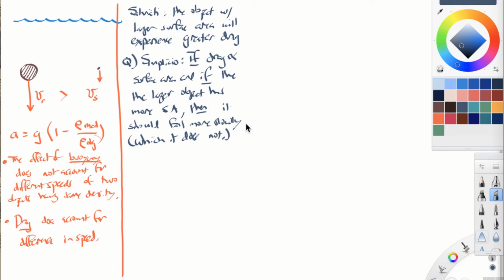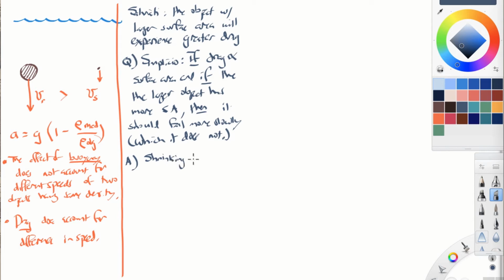So Simplicio seems to identify a fatal flaw in this drag explanation. What is the answer to this? How does Salviati address this? Well, he says, it's true that the larger object has more surface area, but compared to its volume, it does not. And this is the key point that Galileo makes. And so he talks a bit about how the volume and the surface area scale with the size of the object. So let me just write out the answer that Salviati provides.